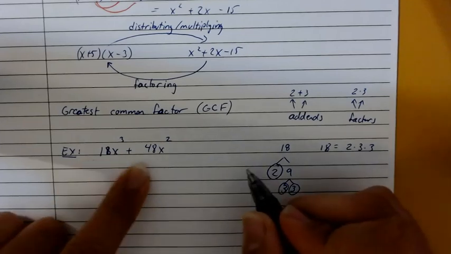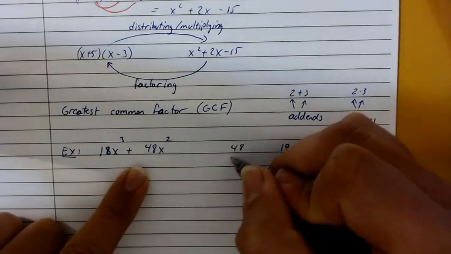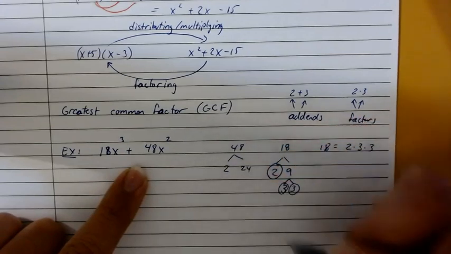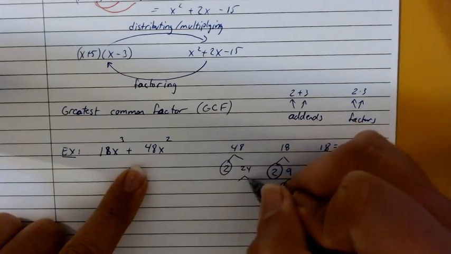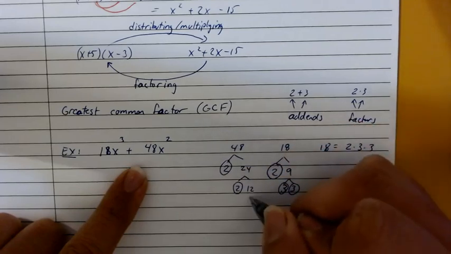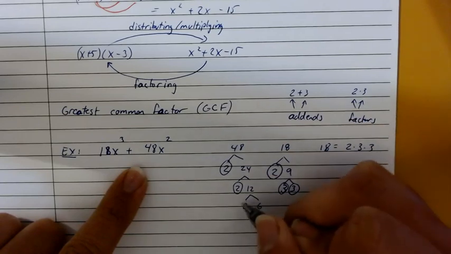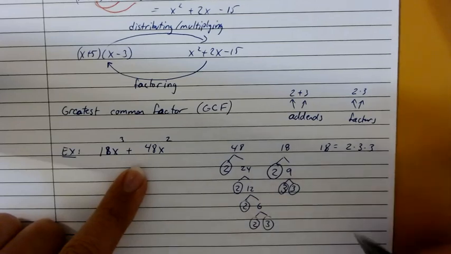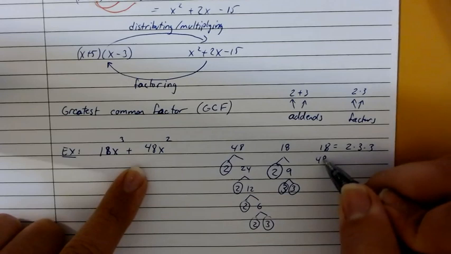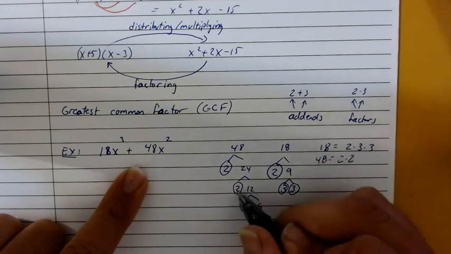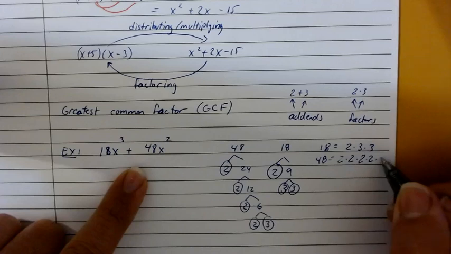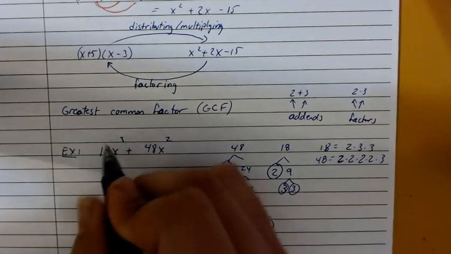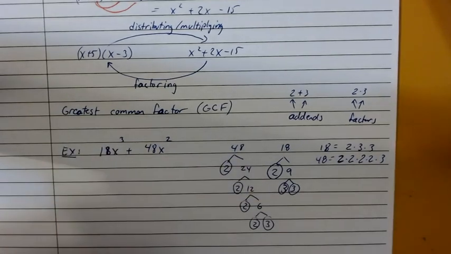We can do the same thing for 48. If we take 48, 48 can be written as what? I can say 2 times 24. Okay. 24 is 2 times 12. Okay. 12 is 2 times 6. Okay. Again, 2's are all prime numbers, but 6 can be factored some more as 2 times 3. Okay, so 48 is equal to 2 times 2 times 2 times 2 times 3. All right. So now I'm going to think of 18x to the third power in the following way.